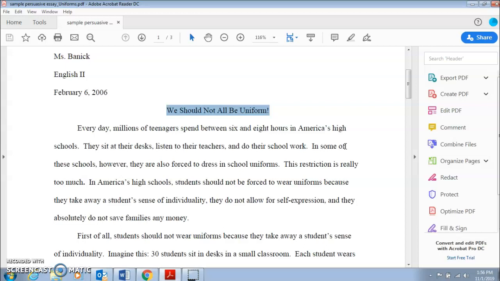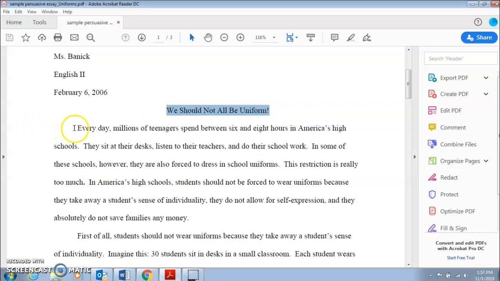And thirdly, I want to make sure that they have a thesis statement as the last sentence of their introduction and that it is in the correct format. The correct format of a thesis statement for the persuasive essay is a topic plus your stance or position plus the word because and your 3 points. Let's look at the introduction to see how this author has done.